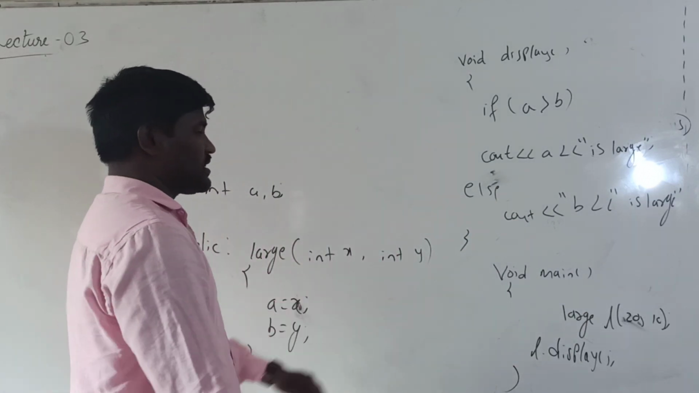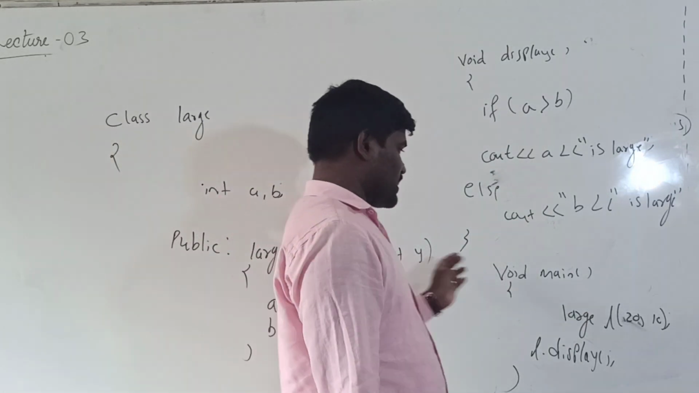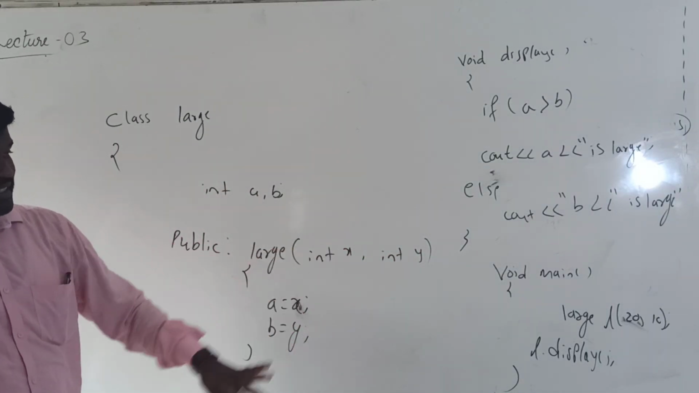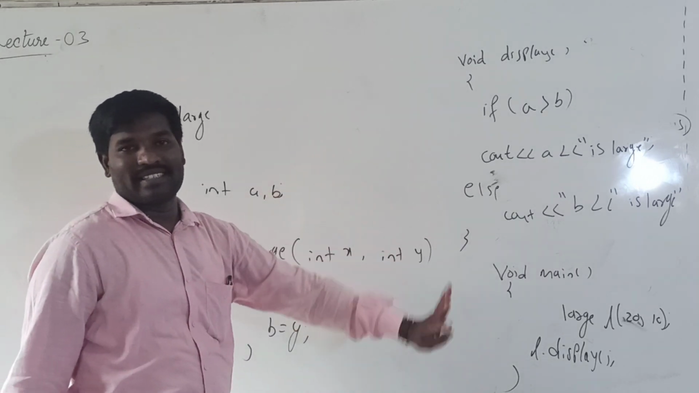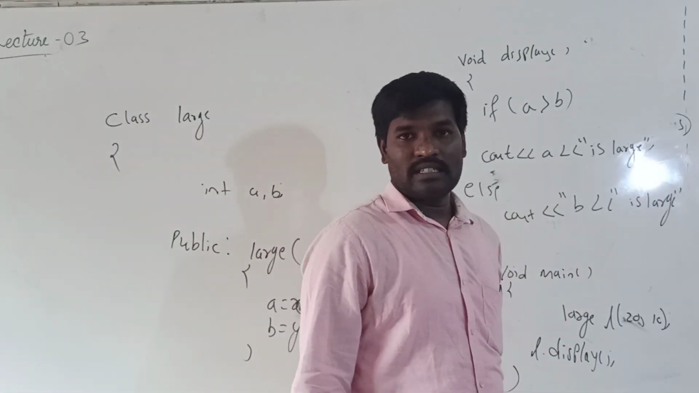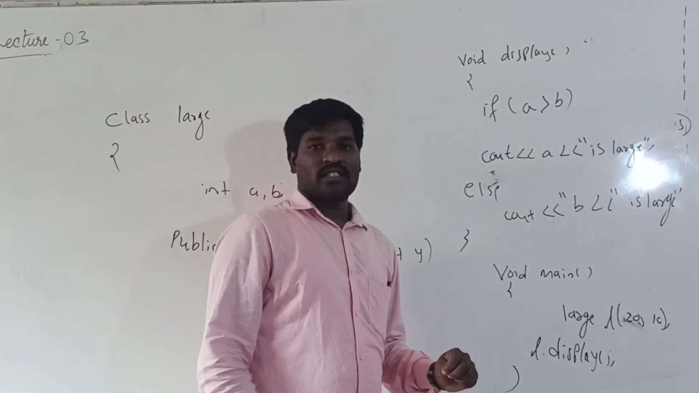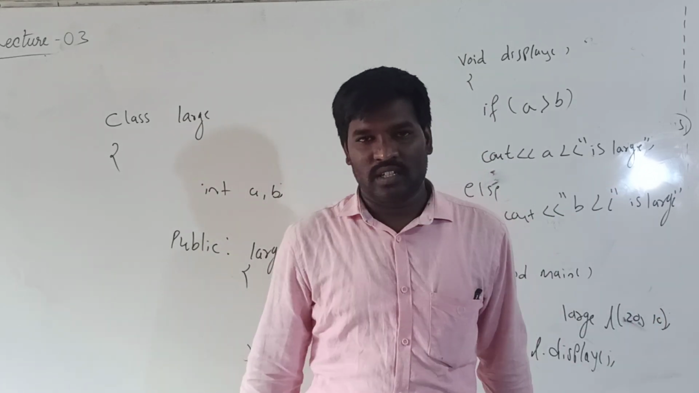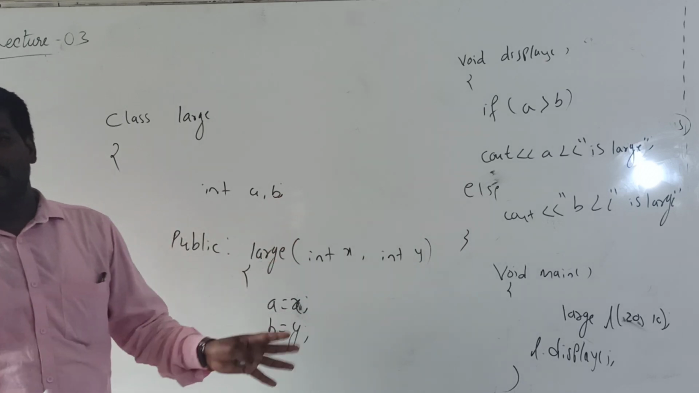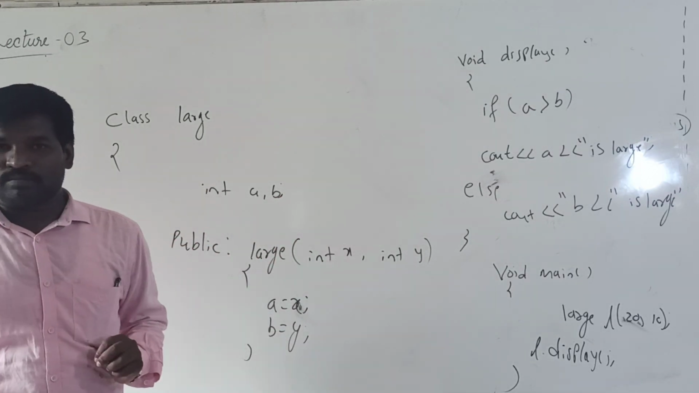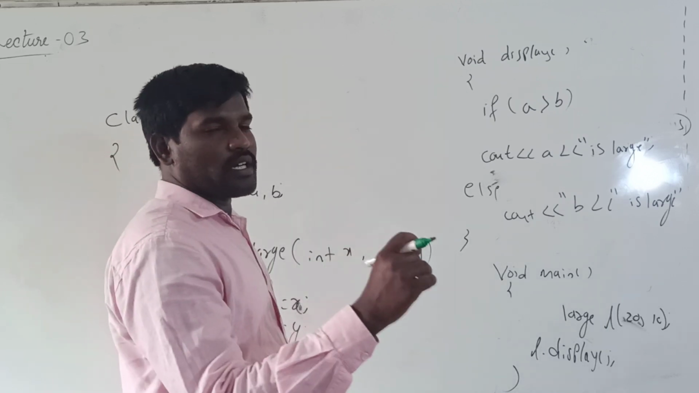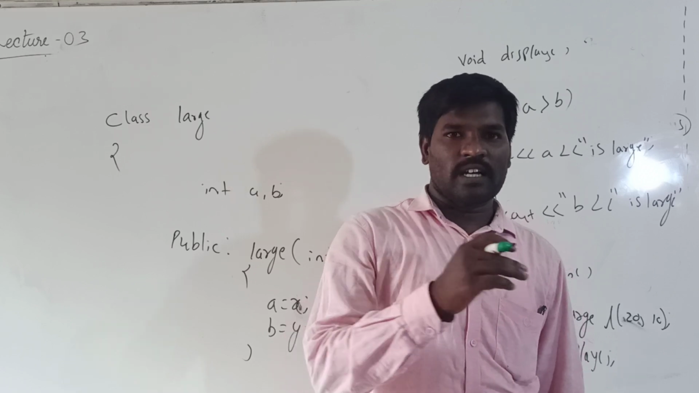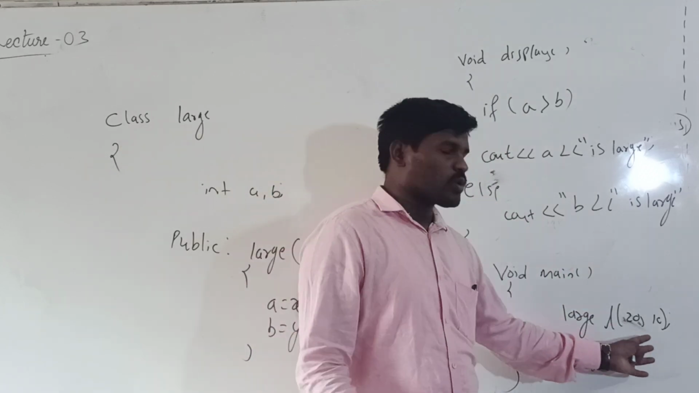See here, large in the bracket of 20 comma 10 means it will call the constructor. 20 is stored in x and 10 is stored in y. Finally a and b will get the values 20 and 10. If a is greater than b, a is large, otherwise b is large. But in the main function, these two values are fixed. If I execute this program 10 times, the same result you will get. This program does not allow entering values into the system with the keyboard, because you have to mention the values directly.